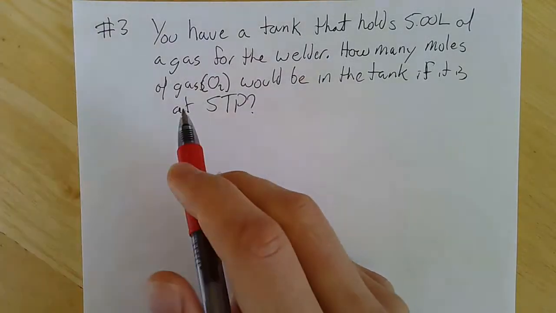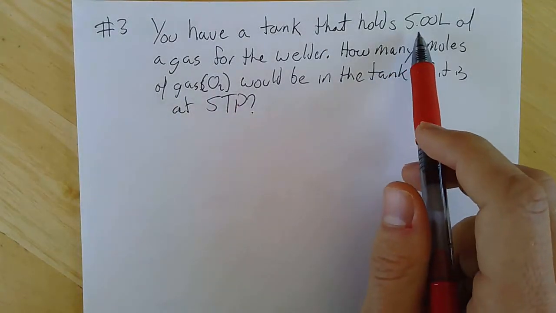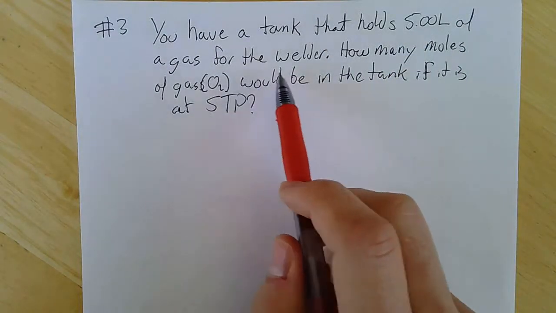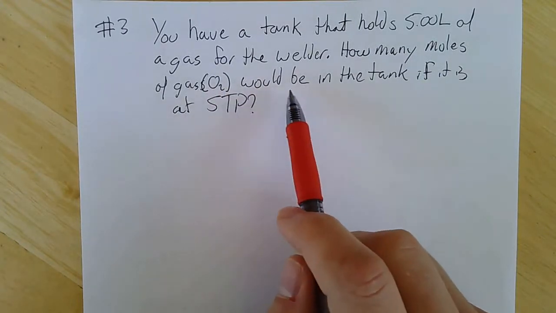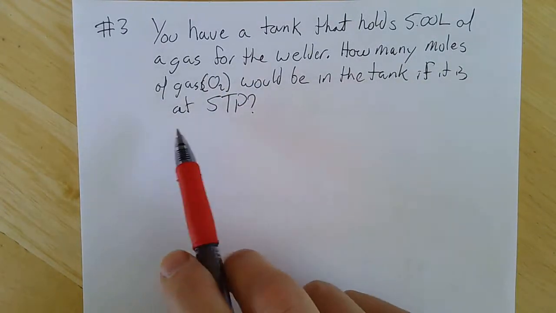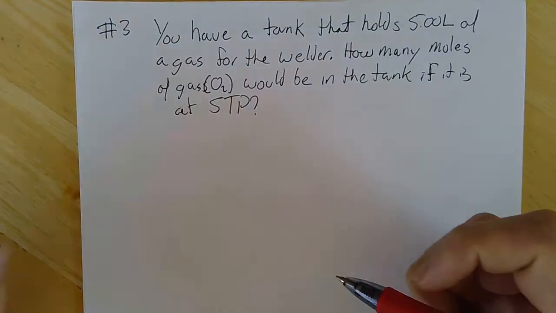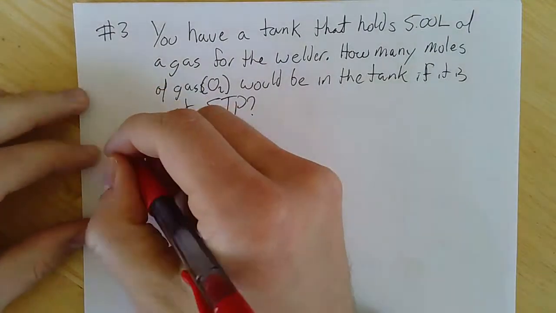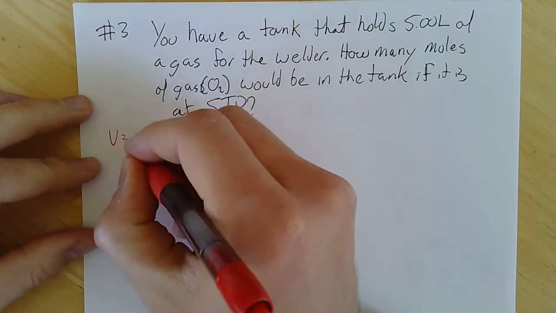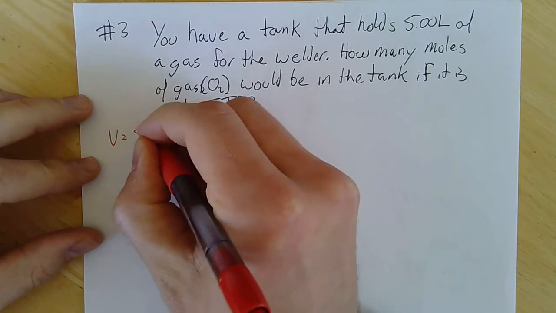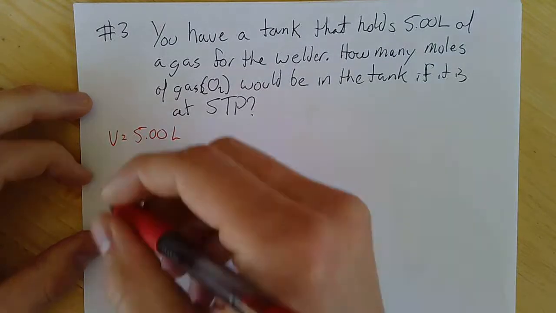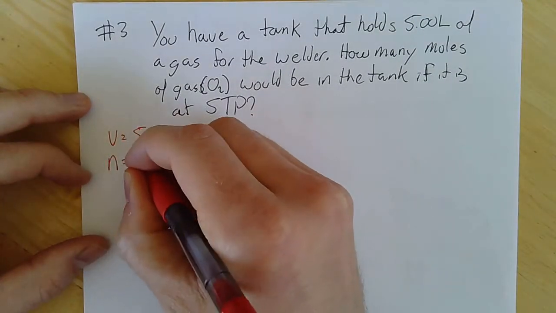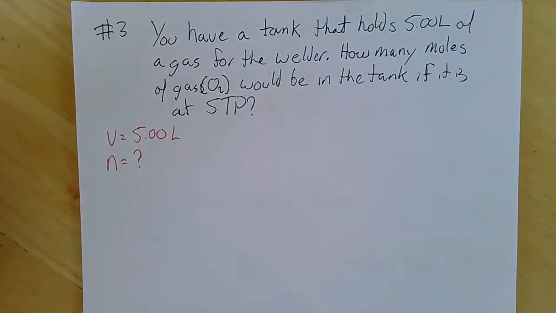So as I read it, you have a tank that holds 5 liters of a gas for the welder, right? How many moles of gas, O2, would be in the tank if it is at STP? All right, so as we go through that problem, we write down our knowns and unknowns. The first thing we run into is a volume, right? So we have 5.00 liters, okay? And it asks for how many moles. So we write n is equal to that.